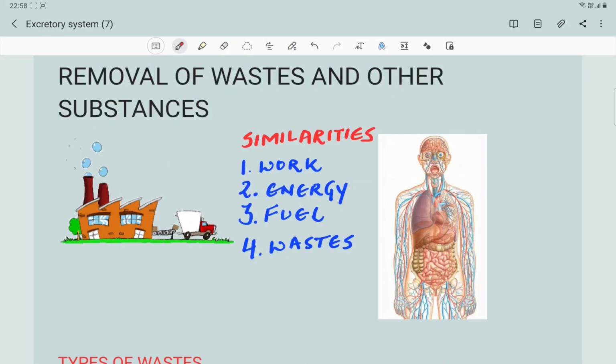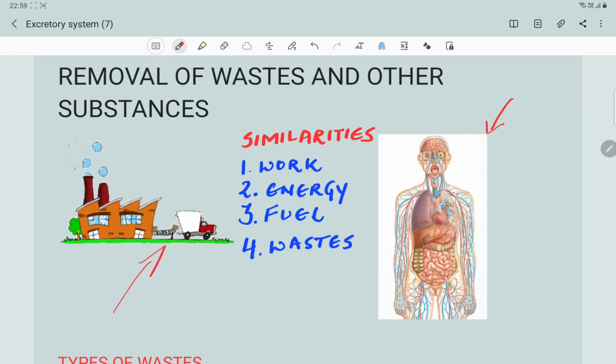Hello, in the next couple of videos we will learn about the different types of wastes that the human body produces and how those wastes are removed by our body. The human body is greatly similar to a factory.